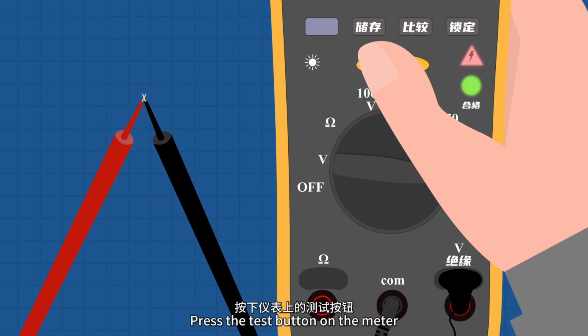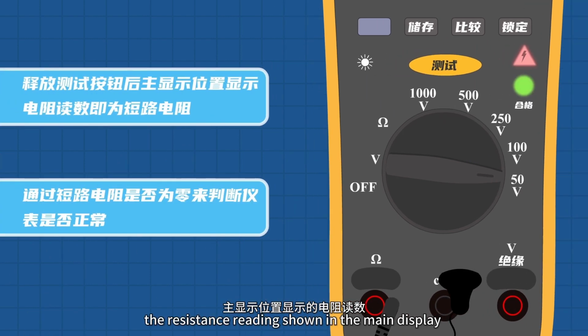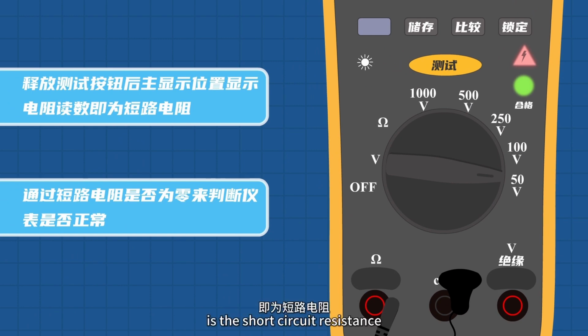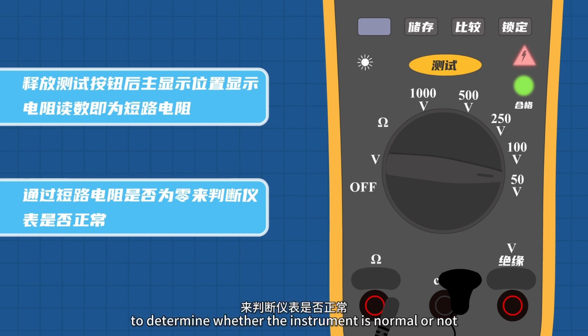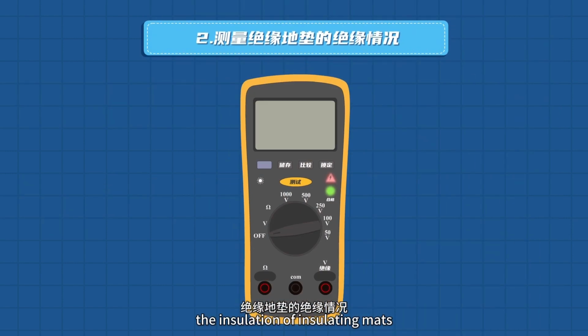Press the test button on the meter, which has the same effect as the wire remote button on the red probe. After releasing the test button, the resistance reading shown in the main display is the short circuit resistance. From the short circuit resistance is 0, we determine the instrument is normal. Now we test the insulation of insulating mats.